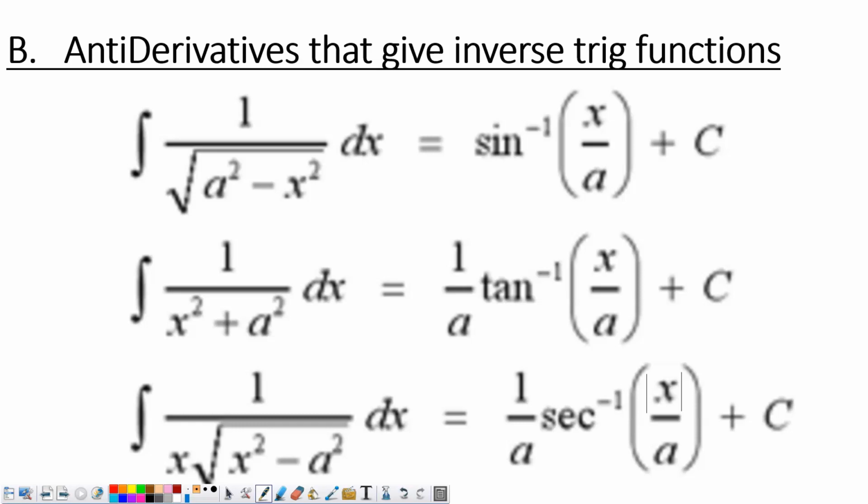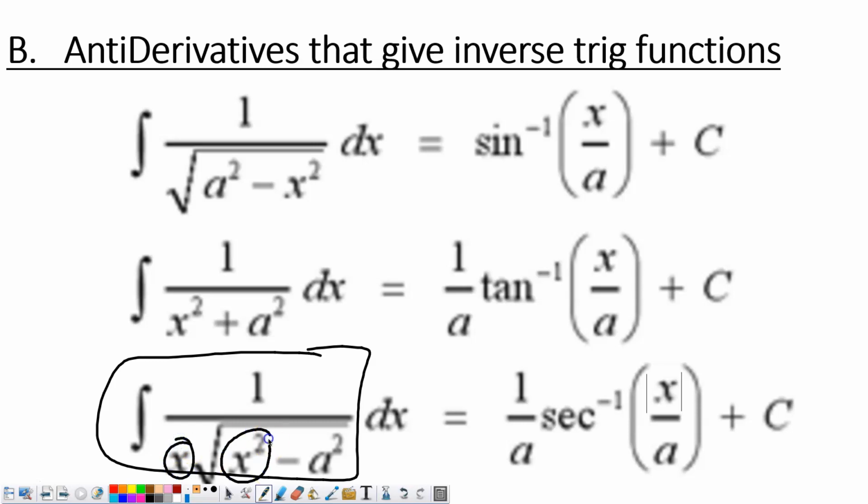Last one. Interestingly, even though when you take the derivative, you should end up with an absolute value here, you don't have to have an absolute value there for this to work. So if you see one that looks like this, where you have an x on the outside, or actually I should say, whatever's here is the square root of this, right?